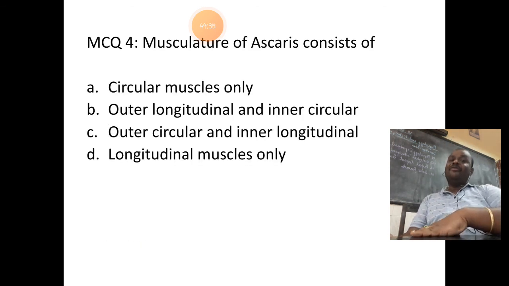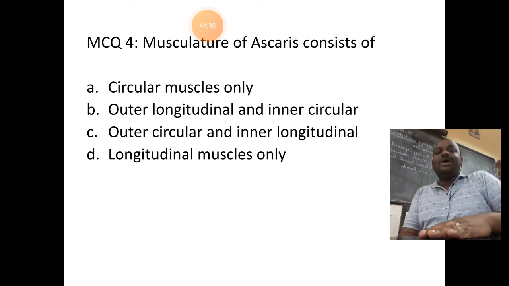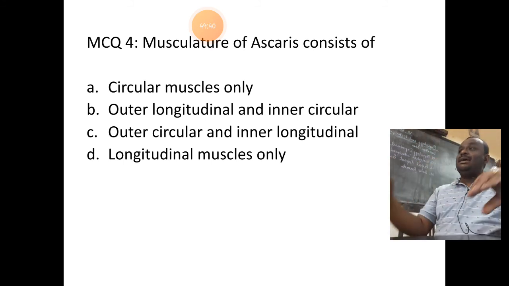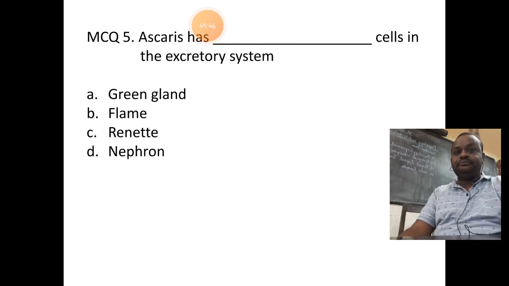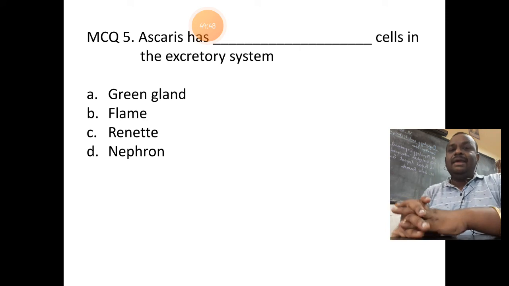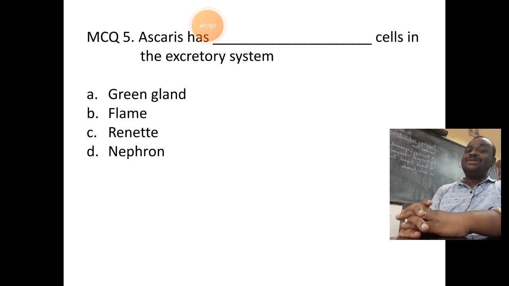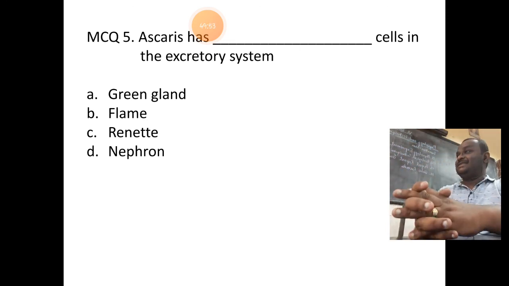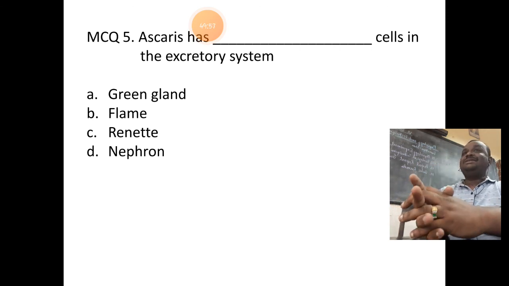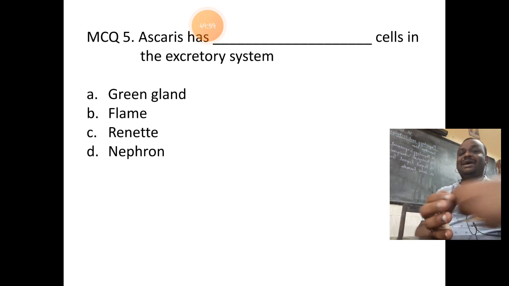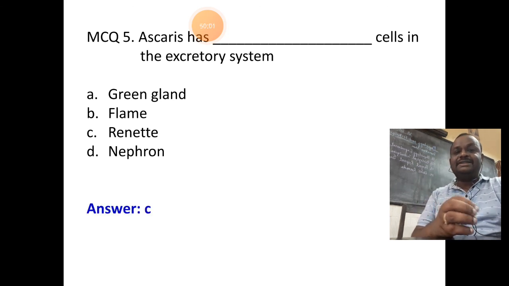The musculature of Ascaris consists of, so what type of muscles are present in the organism? It is only longitudinal muscle. So answer is D. Next, Ascaris has dash type of cells in their excretory system. What do you call the excretory cells of Ascaris or nematodes? Renette cells. So answer is C.